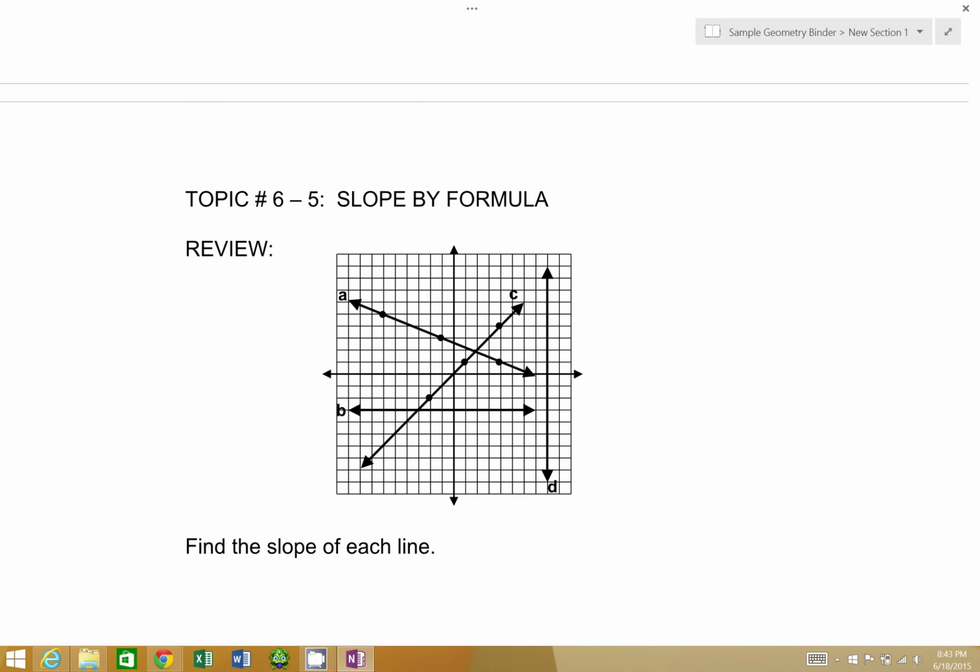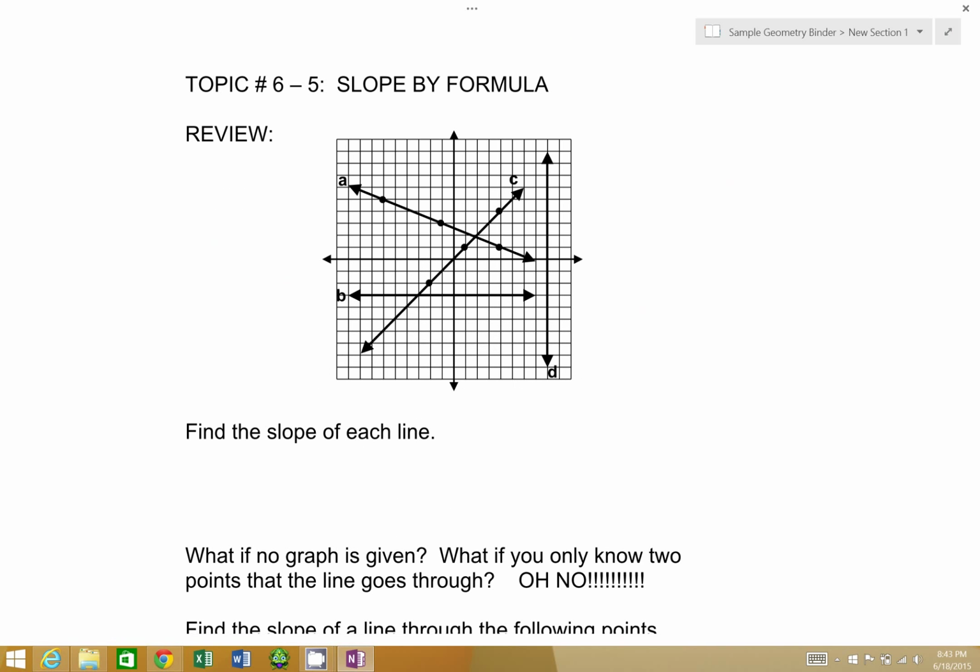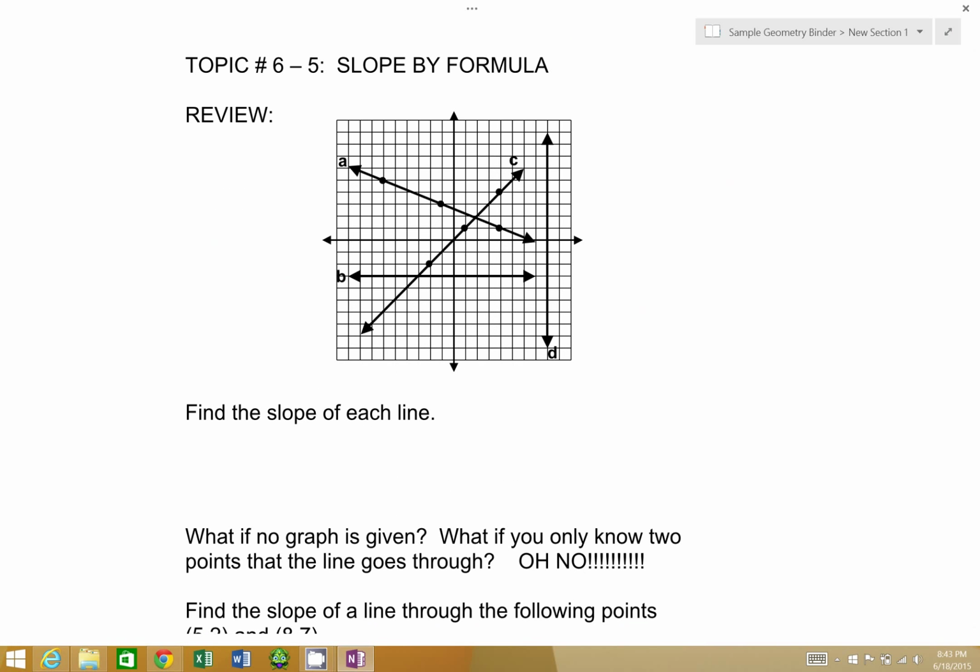Our next topic is going to be slope by formula. Now remember from what we just discussed, when we find the slope of each line, we simply count it out. I'm just going to do some examples here. Line D is a no slope. Line B is a 0 slope. Why don't we pause the recording for just a moment and you see if you can figure out line A and C on your own.